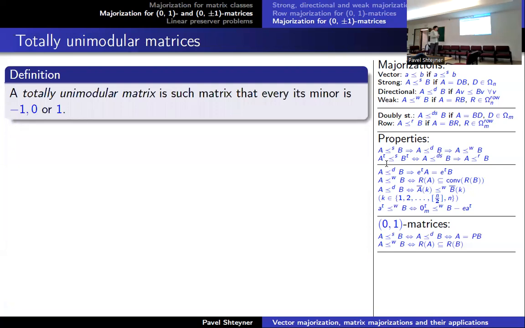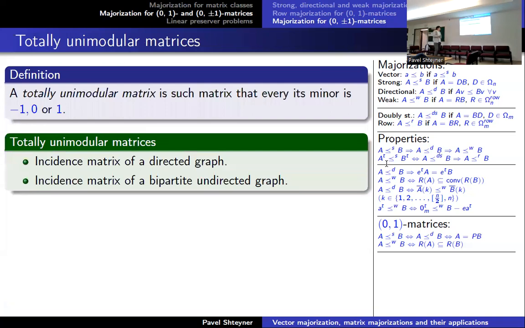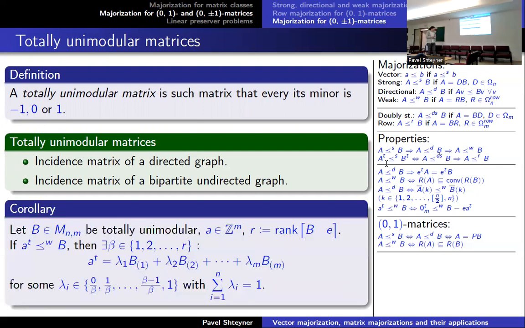We can say even more for a special class of 0, plus or minus 1 matrices. Totally unimodular matrices are such matrices that every minor is in the set {0, plus or minus 1}. So, in particular, the entries of such matrices are also in the set. They are widely used in combinatorics, for example. Such are incidence matrices of directed graphs and incidence matrices of bipartite undirected graphs. And here, once again, we can go even further and say that for the possible determinants, the possible denominator you can pick is from this set, from one to r, where r is the rank.